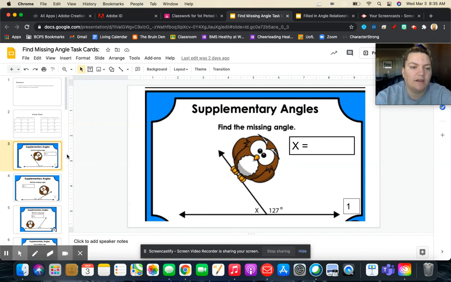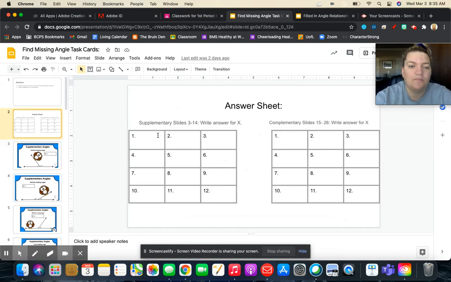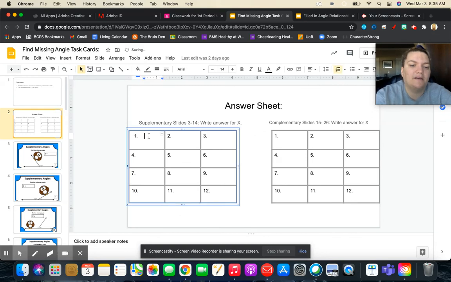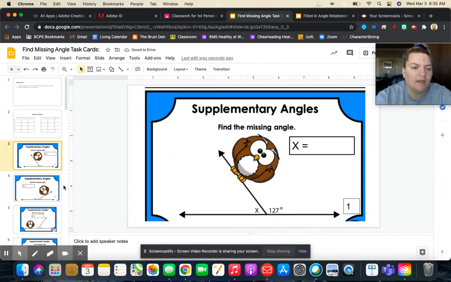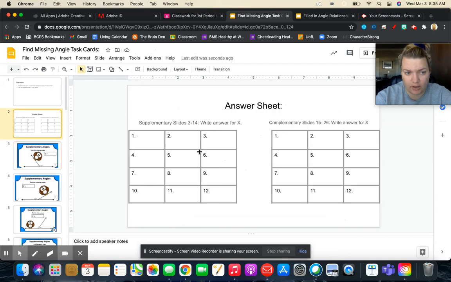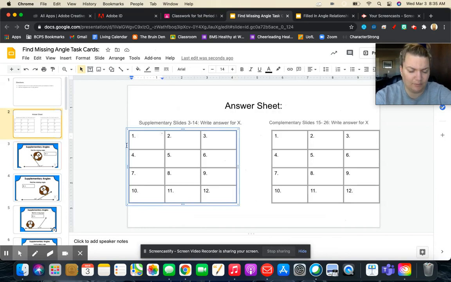But once we get our answer for number 3, so 180 minus 127 is 53. If you're watching this, there's answer 1. So in box 1, we'll write 53. Be sure that you are matching the card number and not the slide number. So this is slide 3, but it's card 1. So card 1 goes in box number 1.